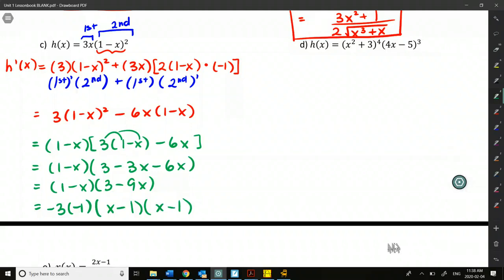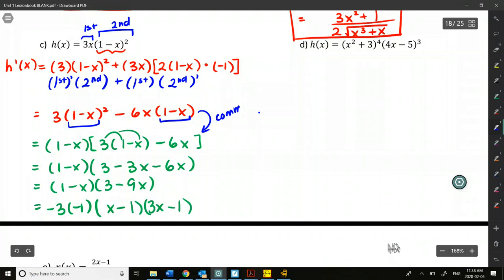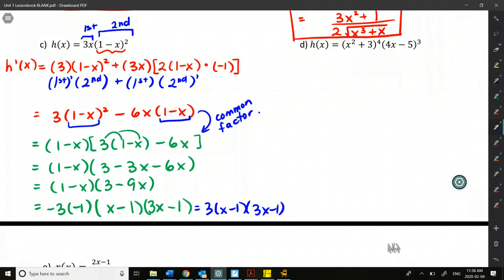What happened between the red and the green? So I was just common factoring, so we have a common bracket that I'm taking out from both terms. Okay, so this leaves us with 3 times x minus 1 times 3x minus 1. I could have also common factored the 3 at this point here as well, but I forgot to do that, so we did it down here, which is fine.